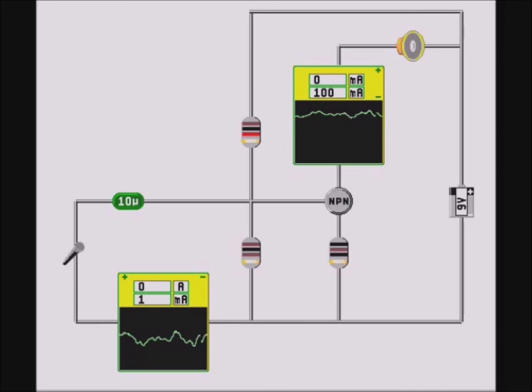That concludes this part of the tutorial. The next part of the tutorial will be on the inductor.